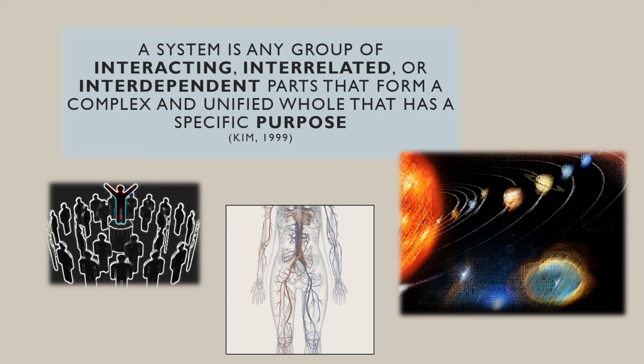So let's talk a little bit. A system, as Kim mentioned, and you read it in his article, is a group of any interacting, interrelated, or interdependent parts that form a complex and unified whole and that has a specific purpose. And there's three images here of some specific examples that are very tangible to understand. So the first one is representative of a family system, a community system, and you can see yourself, the individual, in the center of that system.